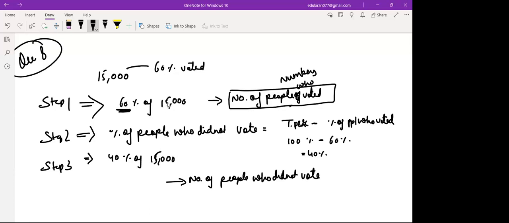First you will solve 60% of 15,000. You will get the answer. Then you will find the percentage of people. This I have already solved. And the third step, you will find 40% of 15,000 and you will tell me the answer. Okay.